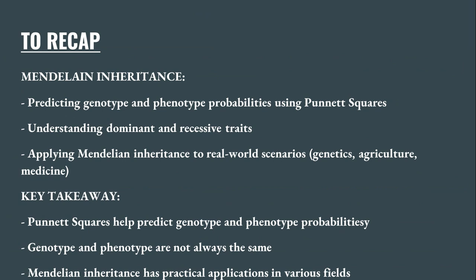What we should know is that Punnett squares help predict genotype and phenotype probabilities. We also understand that genotype and phenotype are not always the same. And the third key is that Mendelian inheritance has practical applications in various fields.